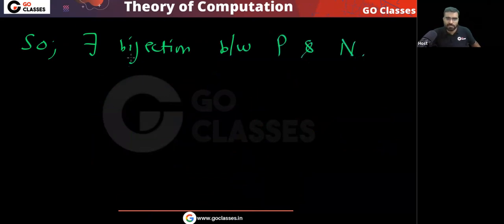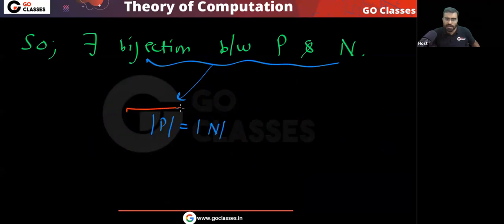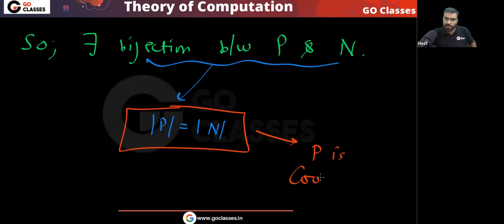And what does that mean? A bijection between P and N simply means they have the same size. And if they have the same size, that simply means P is countable. P is countable. So that's it. This is enough for the countability.